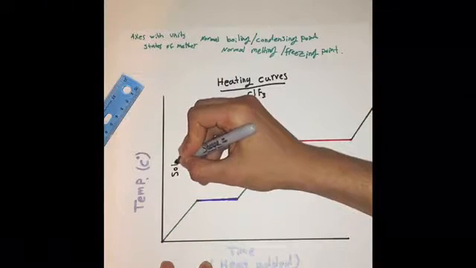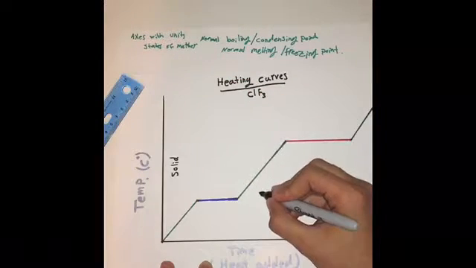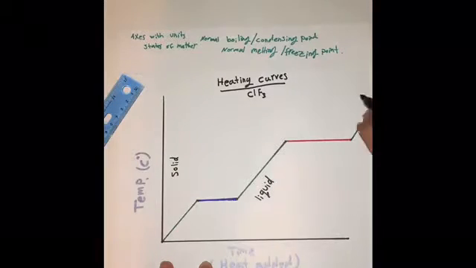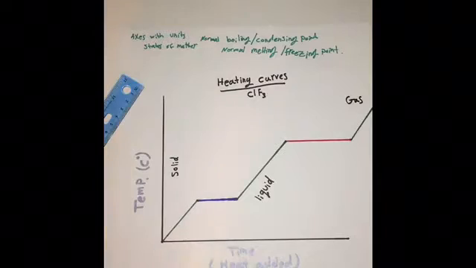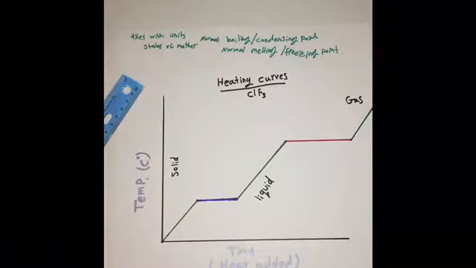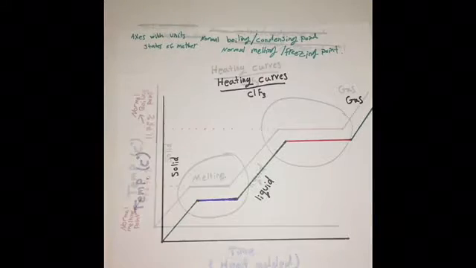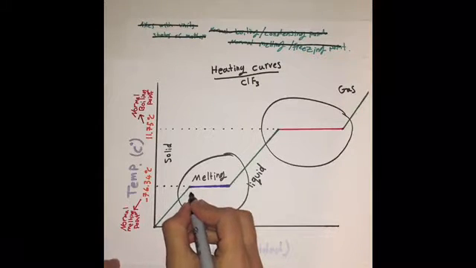So as I already explained, this is a solid, and then it goes through a phase change, and then it becomes a liquid, and then it goes to another phase change, and then it finally becomes a gas. Now I have already labeled the normal melting point and the normal boiling point.